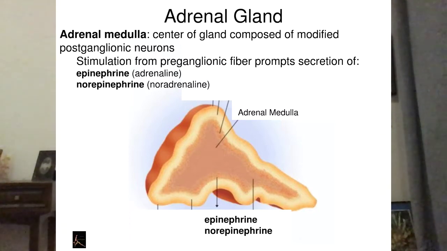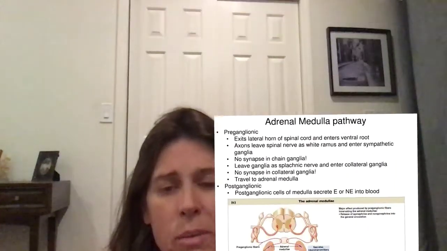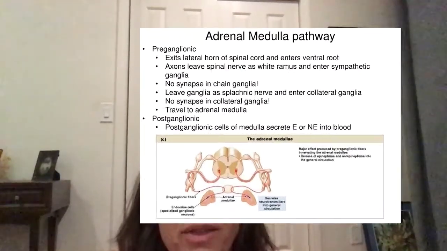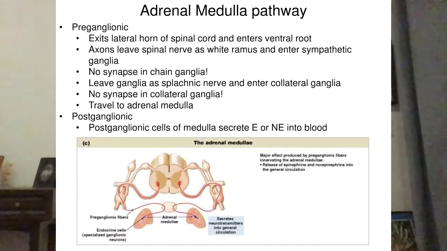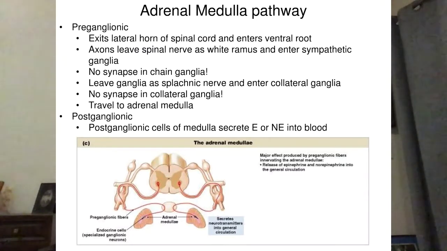So we need to stimulate this. We're going to use a nerve to stimulate the adrenal gland, and we've got a pathway for that. It's the same pathway that we've been following, but we're just going to add to it. We start with our preganglionic neuron. It exits the lateral horn of the spinal cord. It enters the ventral root. It goes down the white ramus and enters the sympathetic ganglia. No synapse there. It leaves the ganglia as a splanchnic nerve and enters the collateral ganglia, no synapse there.